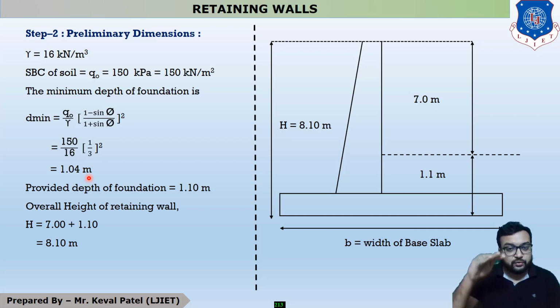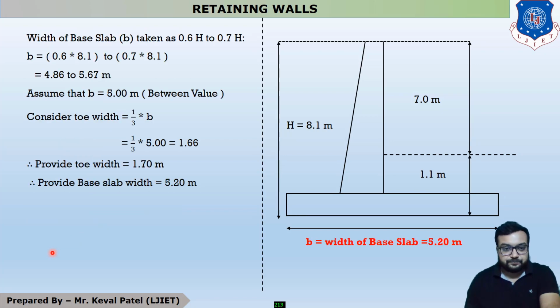So you have to provide a foundation depth higher than this value. So in your book it is provided as 1 meter, but it is not correct. You have to provide more depth than required. So in this example, we provide a depth of foundation of 1.1 meter. Now this height is 7 meter and this height is 1.1 meter. So what is the total height of the retaining wall? The total height of the retaining wall is 7 plus 1.1, which is equal to 8.1 meter.